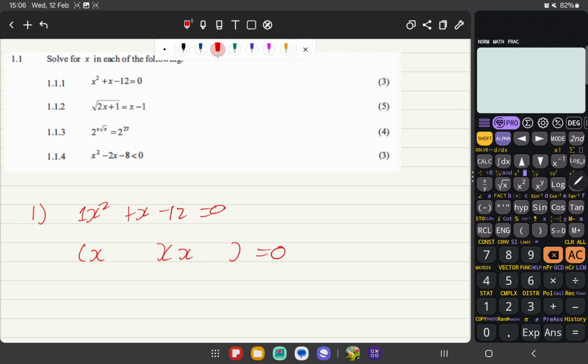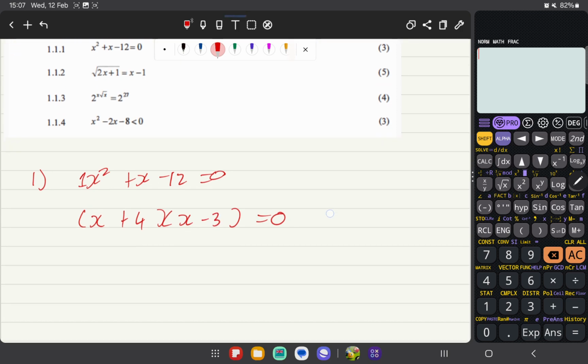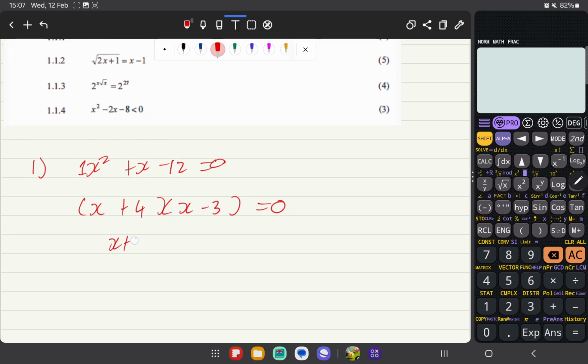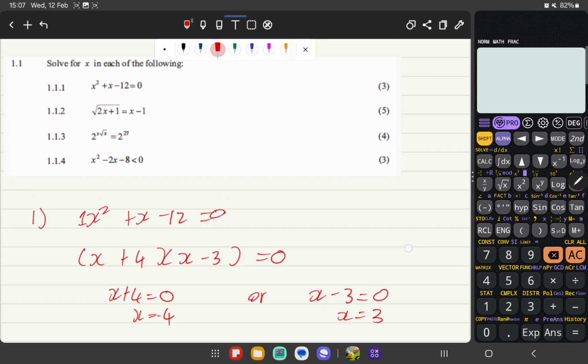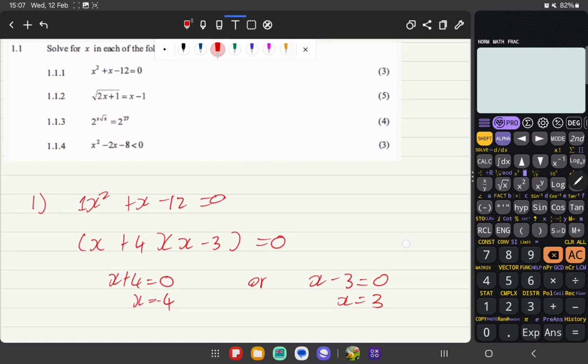You take the number 12. If you find its factors, which two numbers will give you 12 when you multiply them, and they will give you a positive 1 when you add or subtract them? You would see the numbers are plus 4 and minus 3. From there you have x plus 4 equals 0, or x minus 3 equals 0. You have x equals 3, x equals minus 4. And then you are done solving the problem above.